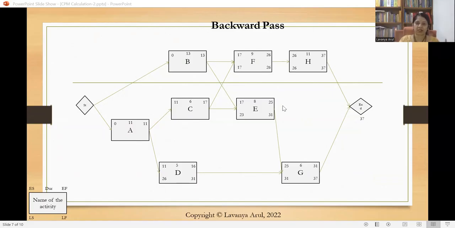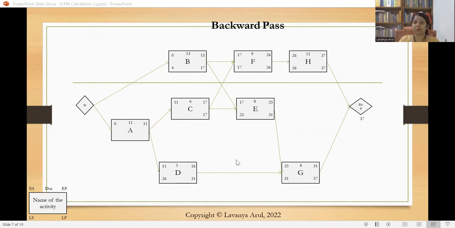And while walking backwards, we need to take the minimum value. We have already spoken about why we need to take the minimum value. The simple logic is there are two dependencies, which means B and C must complete before we start with F and E. F is starting on the 17th, E is starting on the 23rd. So ideally, B and C should have been completed by the 17th. Only if it completes on the 17th will we be able to start F by the 17th. That is the simple logic we are looking at. So 17 goes in for B and C.